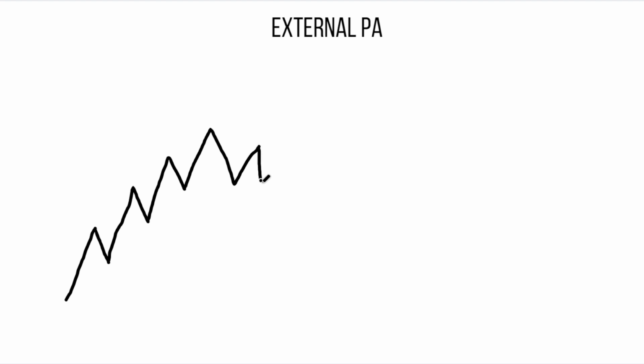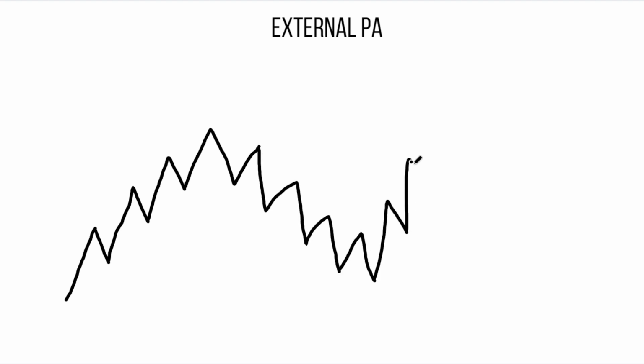So let's talk about external PA. So say this is your structure. And here you have your shelf. This is the pullback that you're currently anticipating. And your speculation here is a retracement for a rejection to continue the bullish trend.